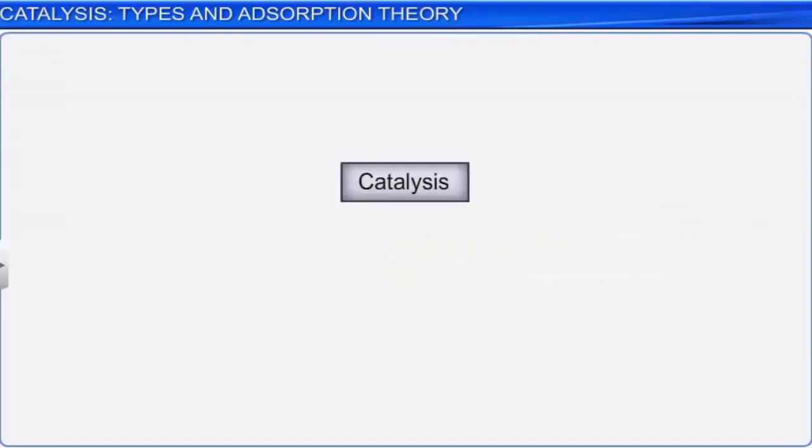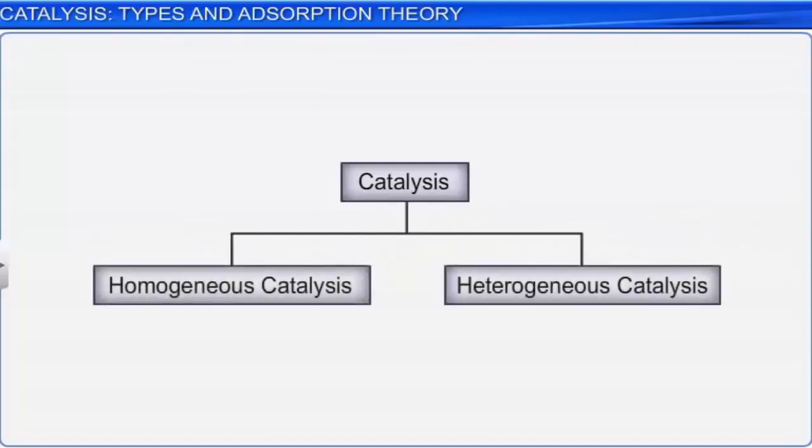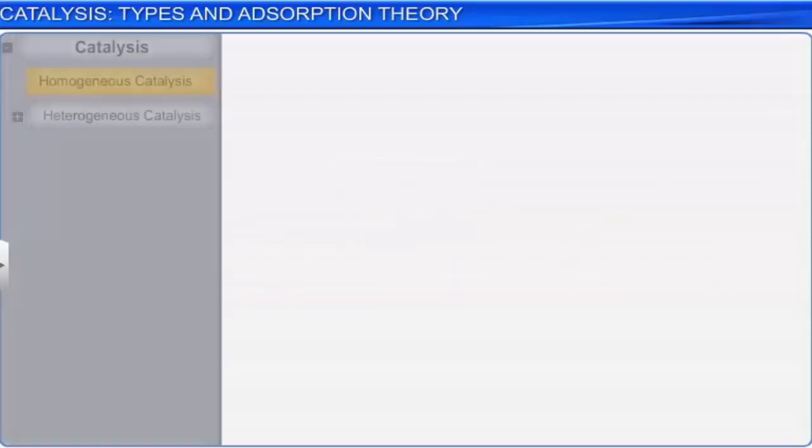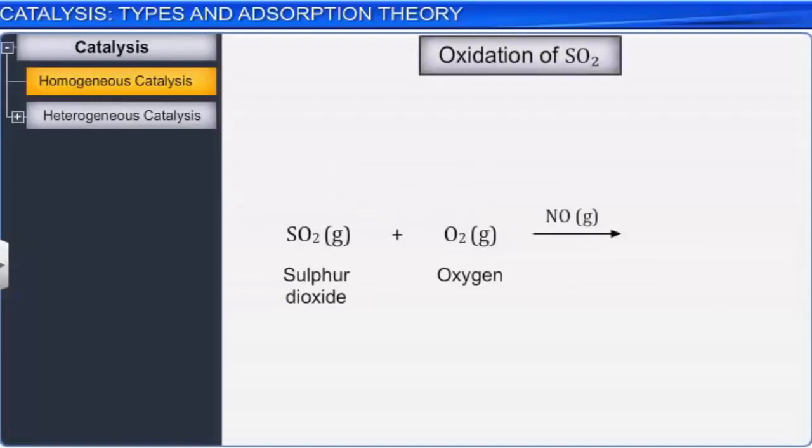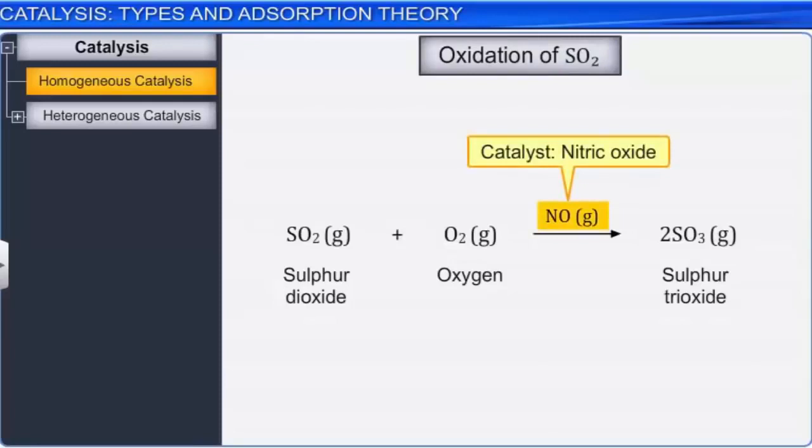Catalysis can be broadly divided into two types: homogeneous catalysis and heterogeneous catalysis. Let us first learn about homogeneous catalysis. Consider the oxidation of sulfur dioxide to sulfur trioxide in the presence of nitric oxide as the catalyst. As can be seen, the catalyst, nitric oxide, and the reactants, sulfur dioxide and oxygen, are all in the gaseous phase.